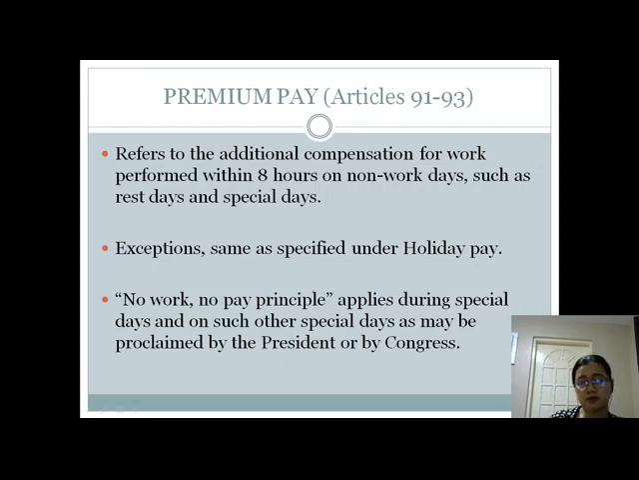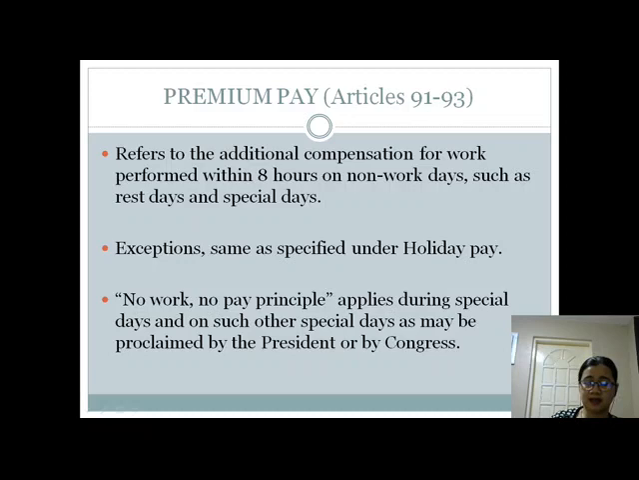So the no work, no pay principle applies during special days and on such other special days as may be proclaimed by the President or by the Congress. Okay, for example, there are different holidays, no? One is regular holidays, wherein even if unworked, whatever type of workers, all employees are paid, given you comply with those conditions, like being present a day before, or if it's your rest day, then you will be paid on that particular holiday. So that's for regular holiday.